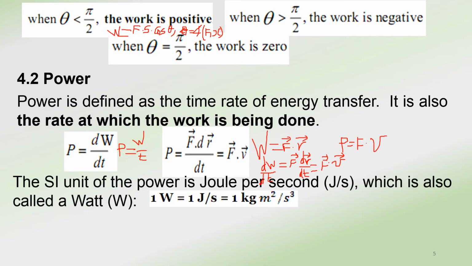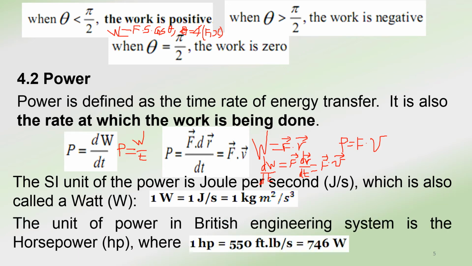And according to the formula, the power is equal to the work over the time. Then the unit of work is joule and the unit of time is second. So the unit of power is joule per second, which is equal to watt, where 1 watt is equal to 1 joule per second. In British engineering, the power is measured in a unit called horsepower, where 1 horsepower is equal to 746 watt. Here we will use this definition in our calculations when converting the power in horsepower.